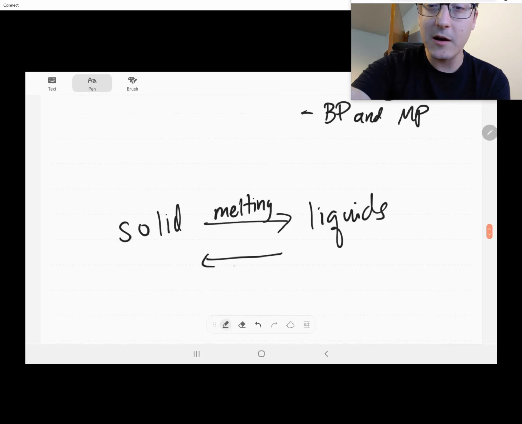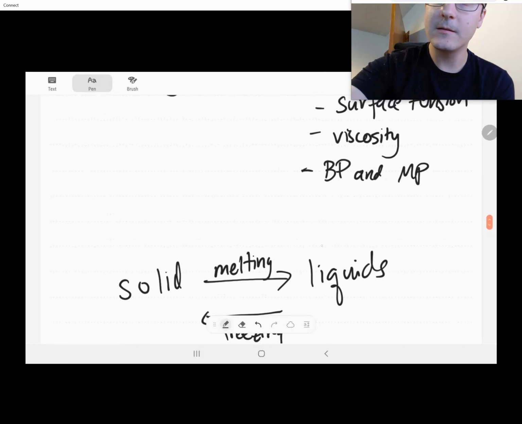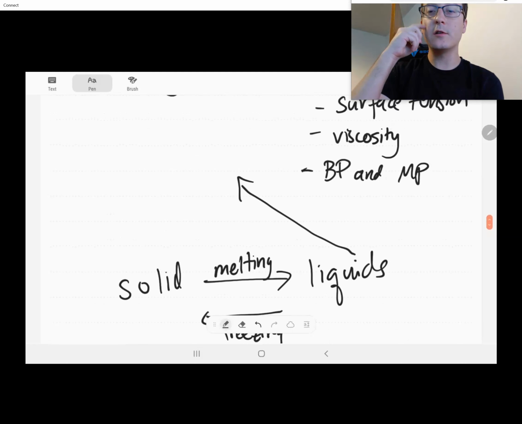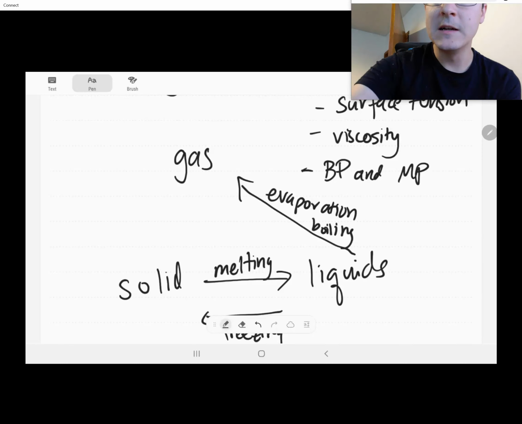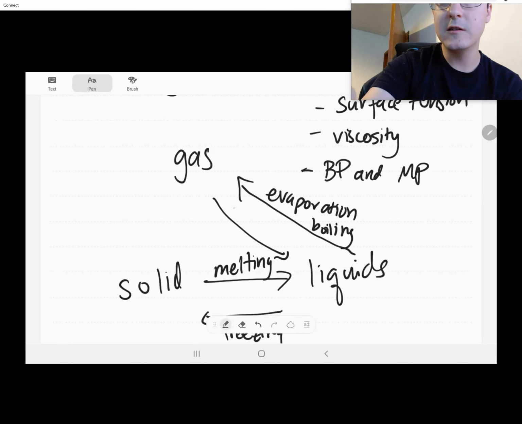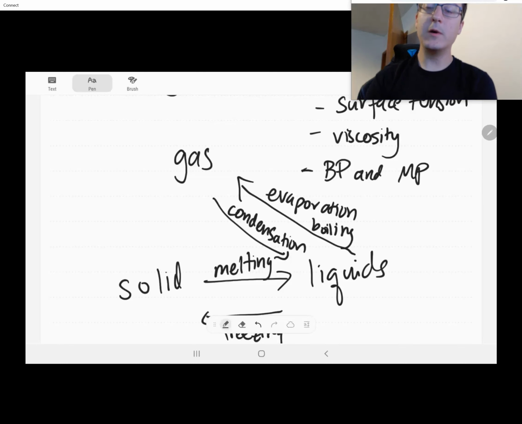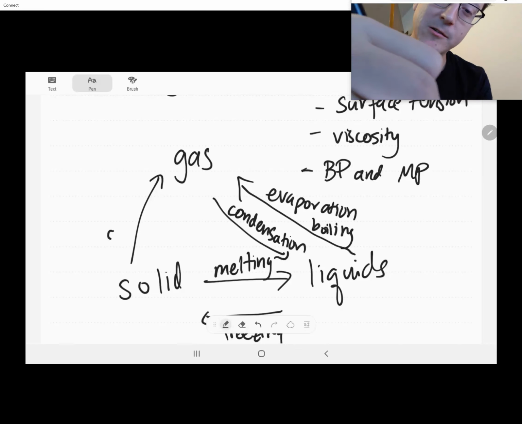And if we go the other way, that's called freezing, right? We can also go from liquid to gas, right? That is called evaporation or boiling. Same thing, right? We can go backwards, and that's called condensation. We can also go directly from solid to gas. That's what dry ice does, which is something called sublimation.